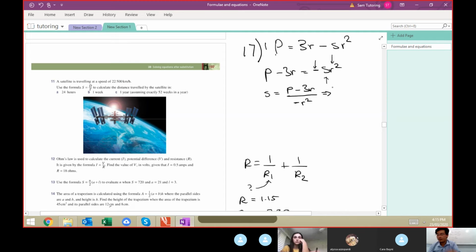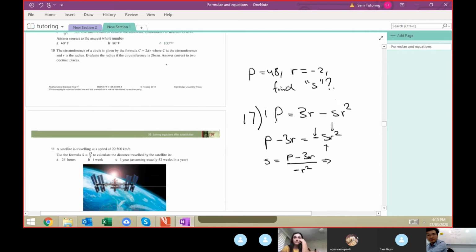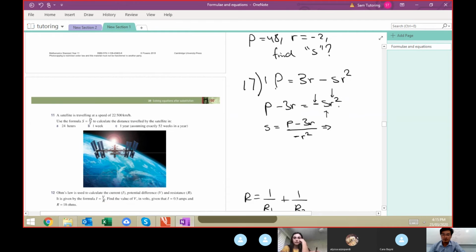Okay? Now you just substitute everything. 48 minus 3 bracket -2, all over negative bracket -2 all squared. Be sure to use the brackets and don't write -3 -2. That means something else, okay?